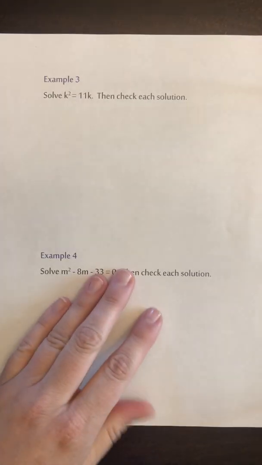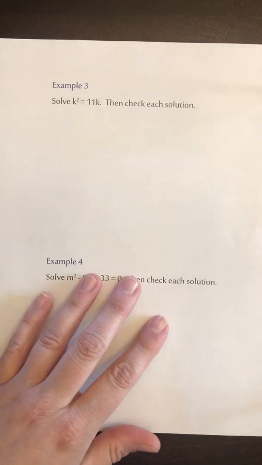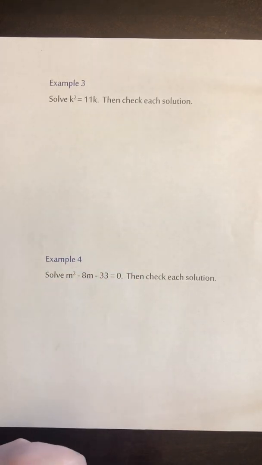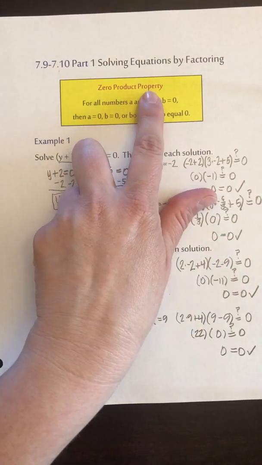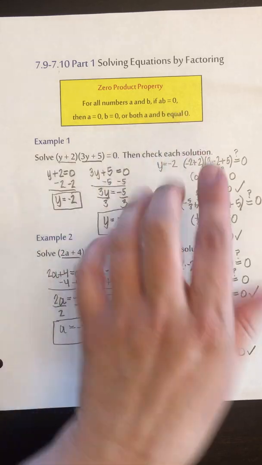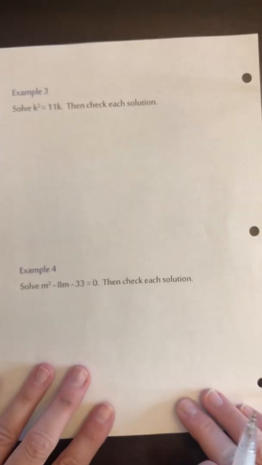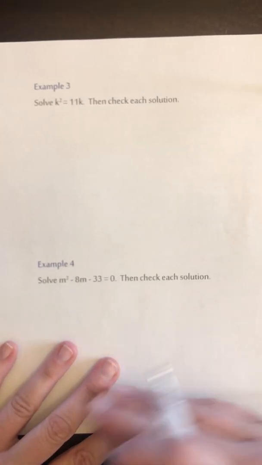All right, example 3 is different. There are 2 ways that make this different. First of all, this equation is not already equal to 0. Remember, the zero product property means that it has to be set equal to 0. So the first thing that I need to do is get everything on one side.